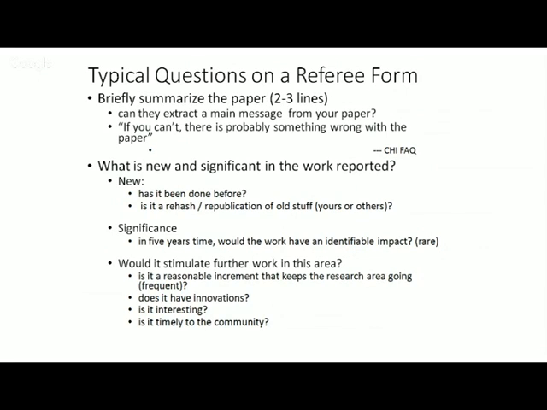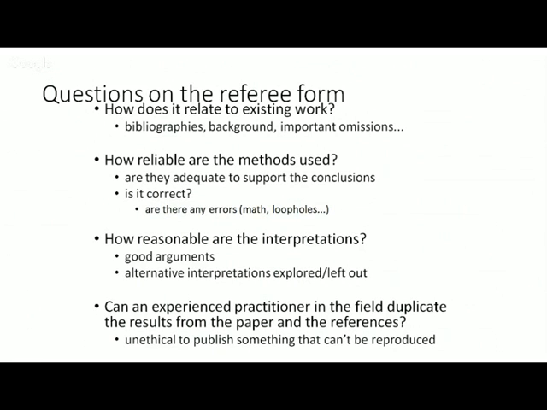What is new and significant in the work? New and significant is already mentioned. Would it stimulate further work in this area? Is it innovative? Is it interesting for another scientific community? Is it timely for the community? Or is it a reasonable increment that keeps the research area going? How does it relate to the existing work? This means the references, the bibliography, the background, and the important omissions you have included in the references section of the paper. Some publishing houses also check the references that you have mentioned in your research article.